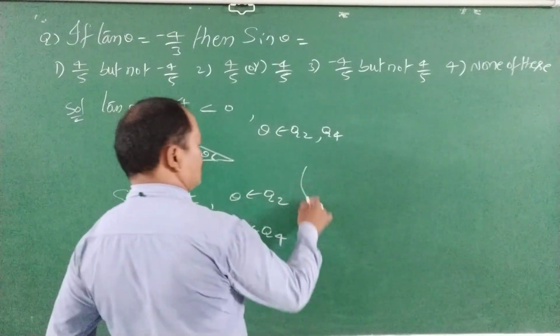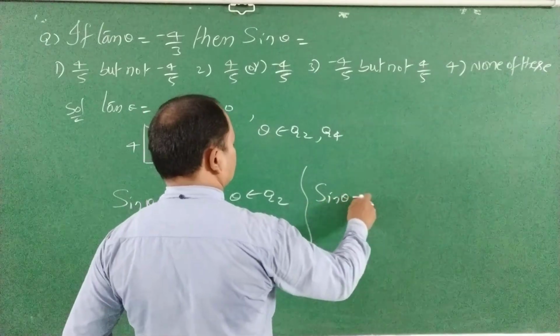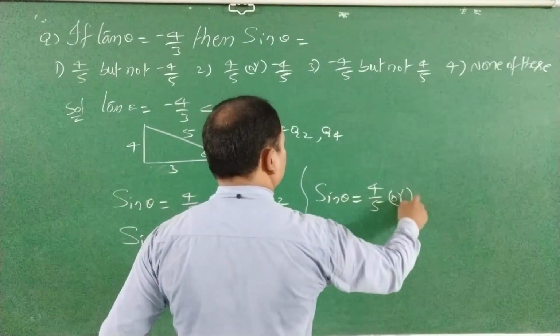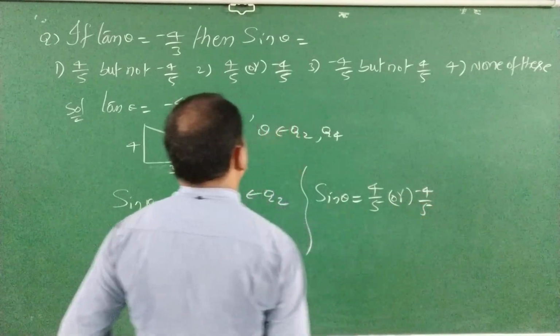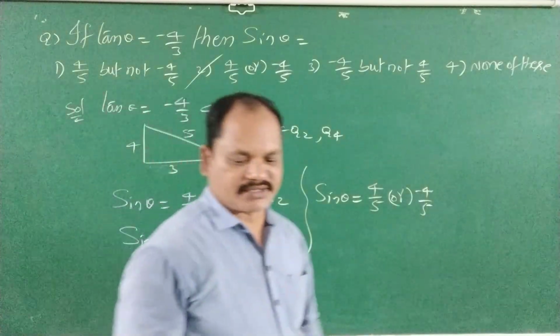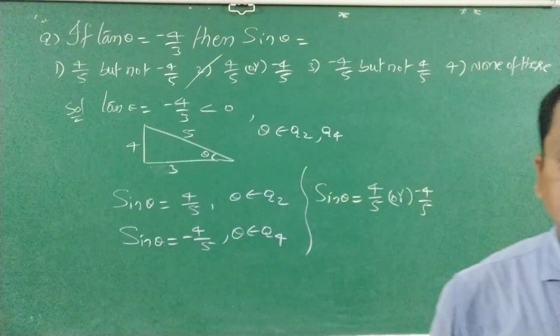That's why the result is sin theta is equal to 4 by 5 or minus 4 by 5. That's why the answer is the second option: 4 by 5 or minus 4 by 5. Okay, that's all.